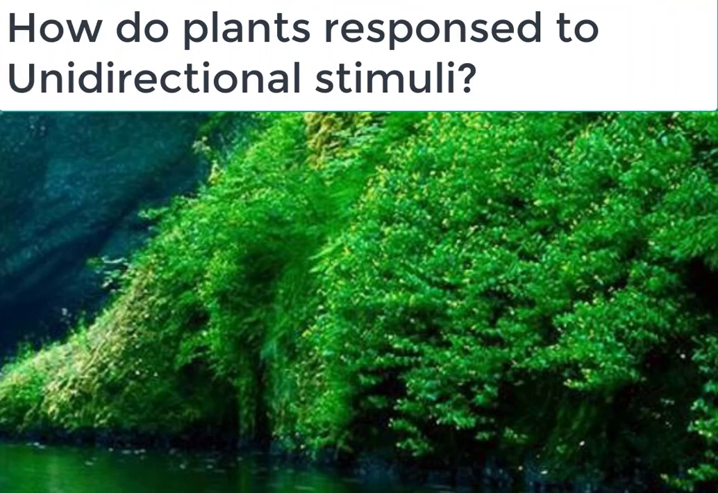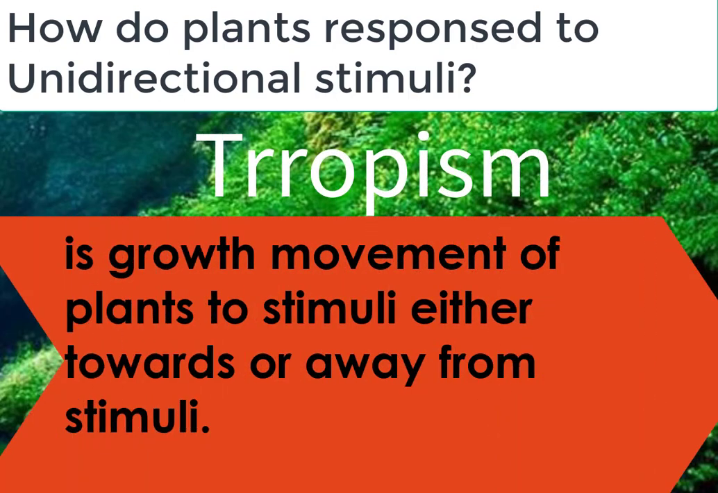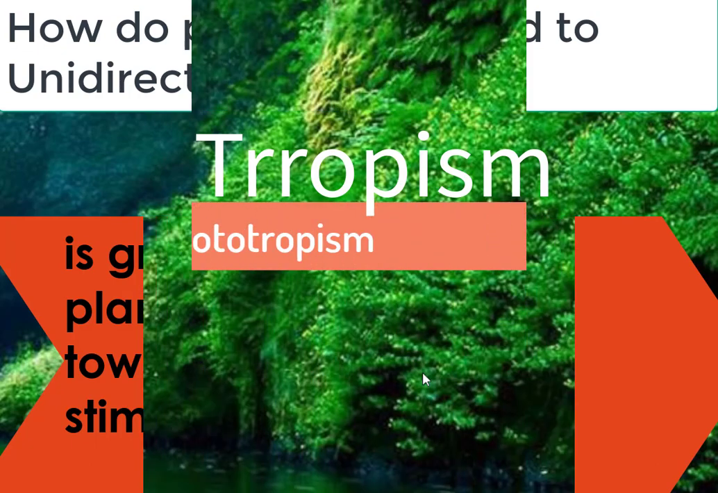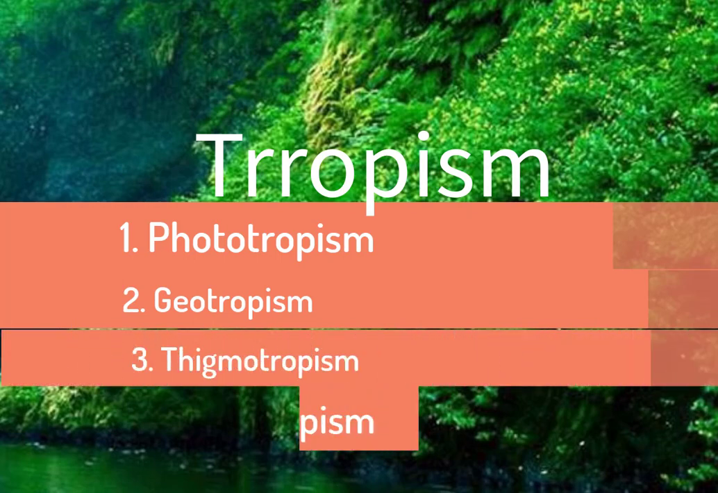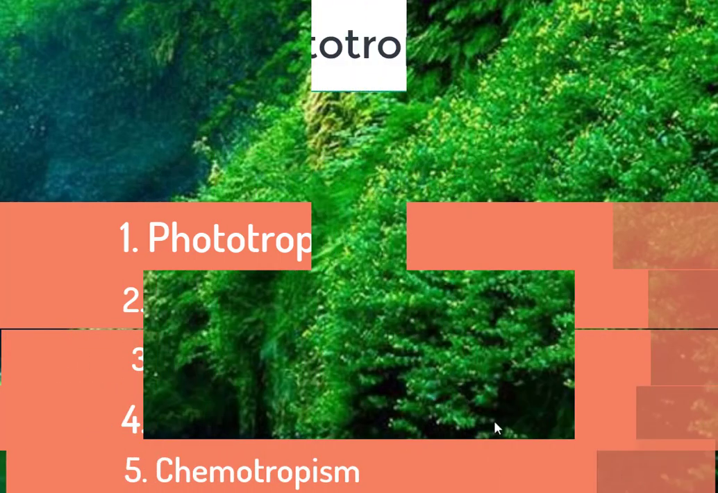How do plants respond to unidirectional stimuli? Plants respond to certain stimuli through growth movement, what we call tropism. Tropism is a growth movement of plants to stimuli, either towards or away from the stimuli. There are many different types of tropism, but in this lesson we are going to study the five main types of tropism: phototropism, geotropism, thigmotropism, hydrotropism, and chemotropism.